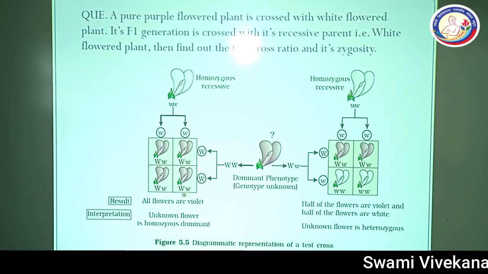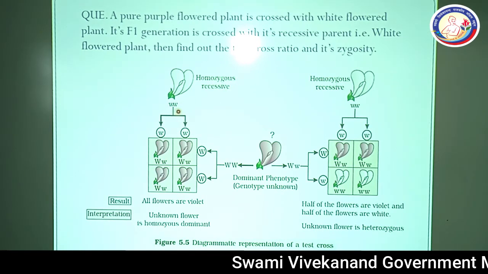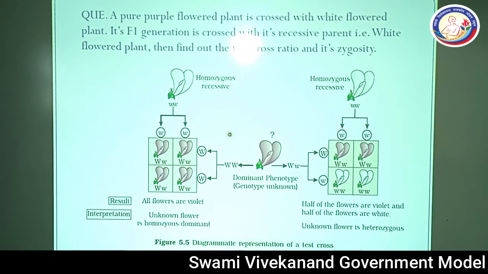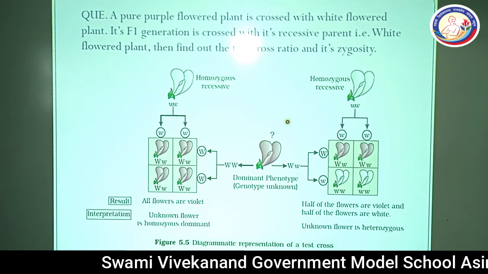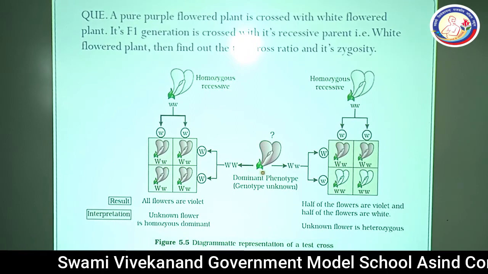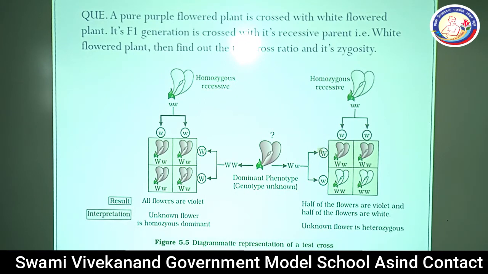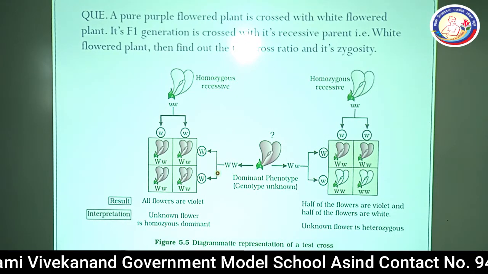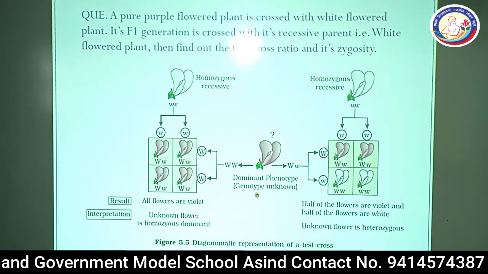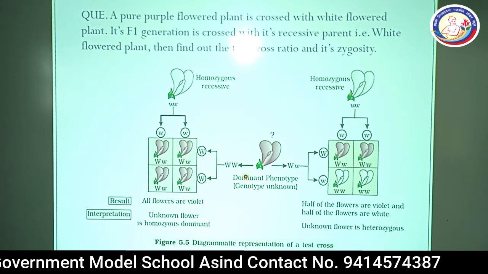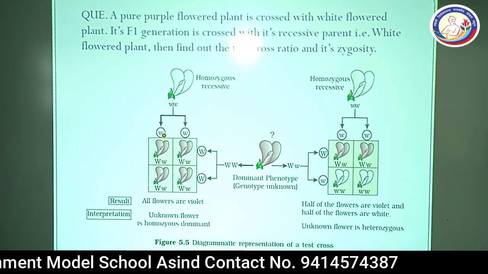So this is the diagrammatic presentation of test cross. This is the homozygous recessive plant, small w small w, and this is the homozygous recessive. So we will start from here. You can see there are two chances of purpleness. This purple is pure purple and this purple is impure purple. Capital W, capital W, it is crossed with small w.